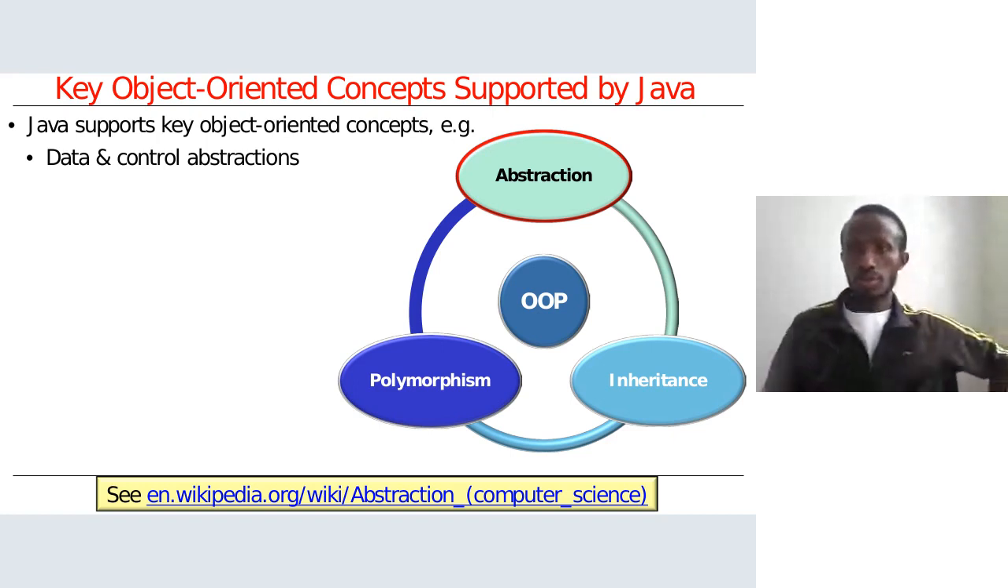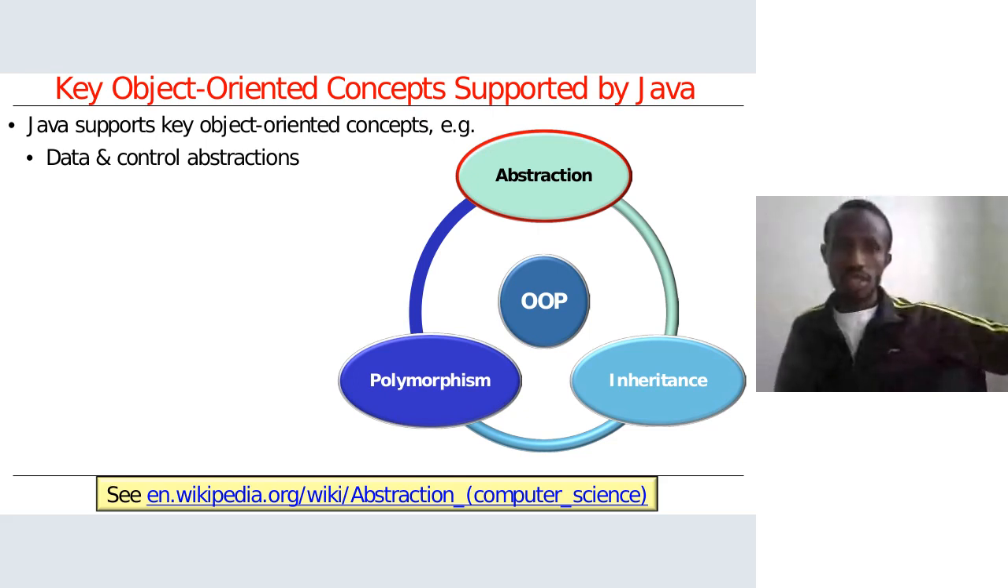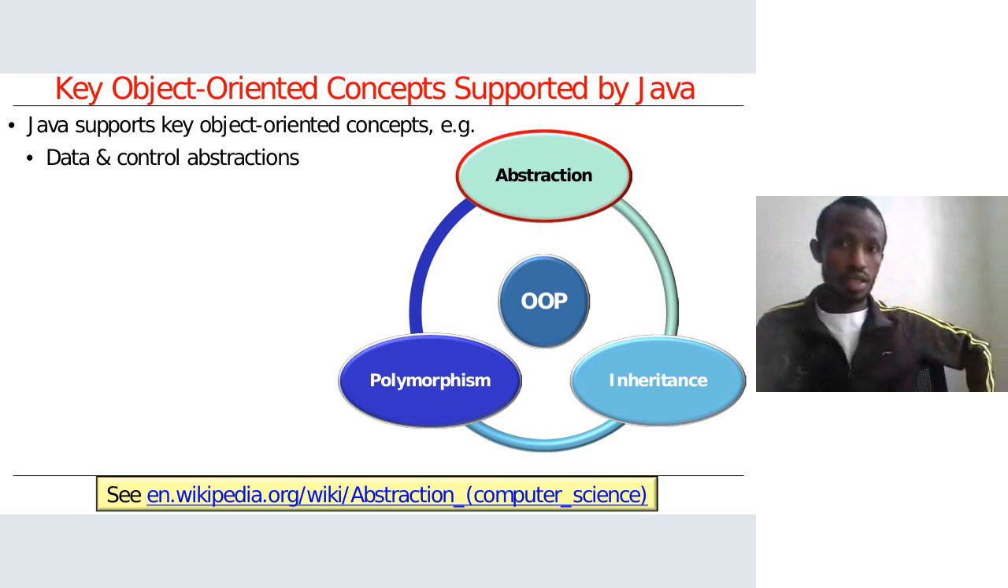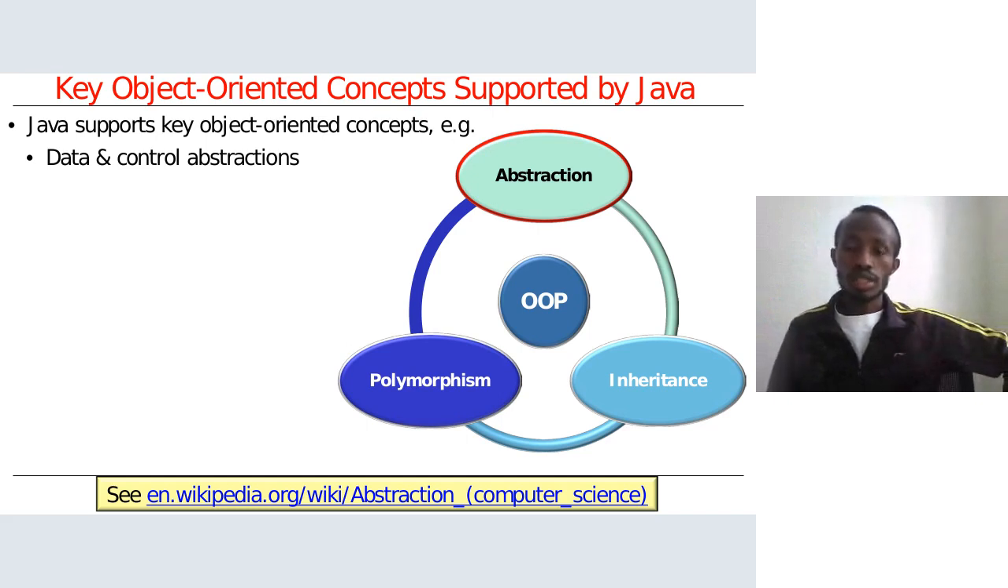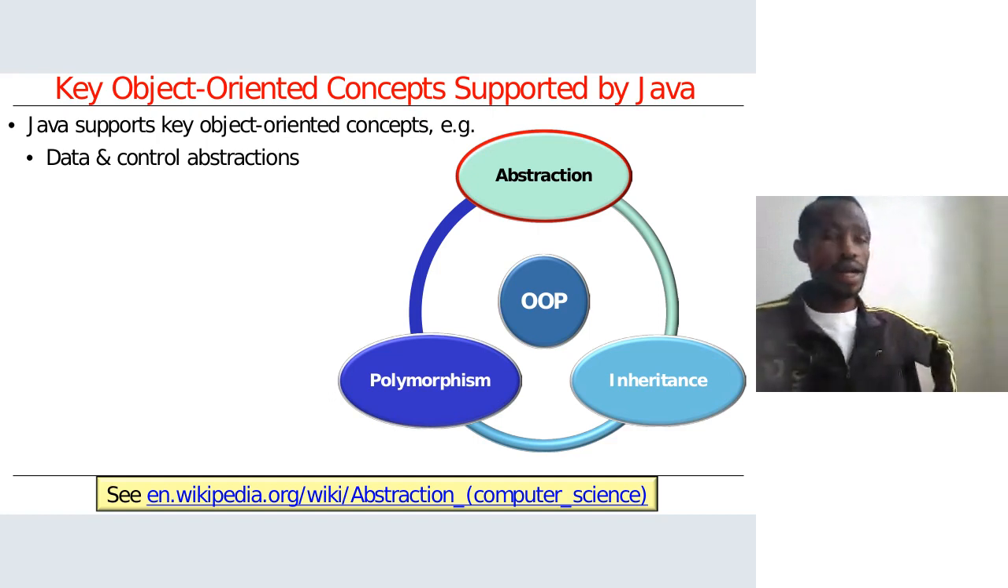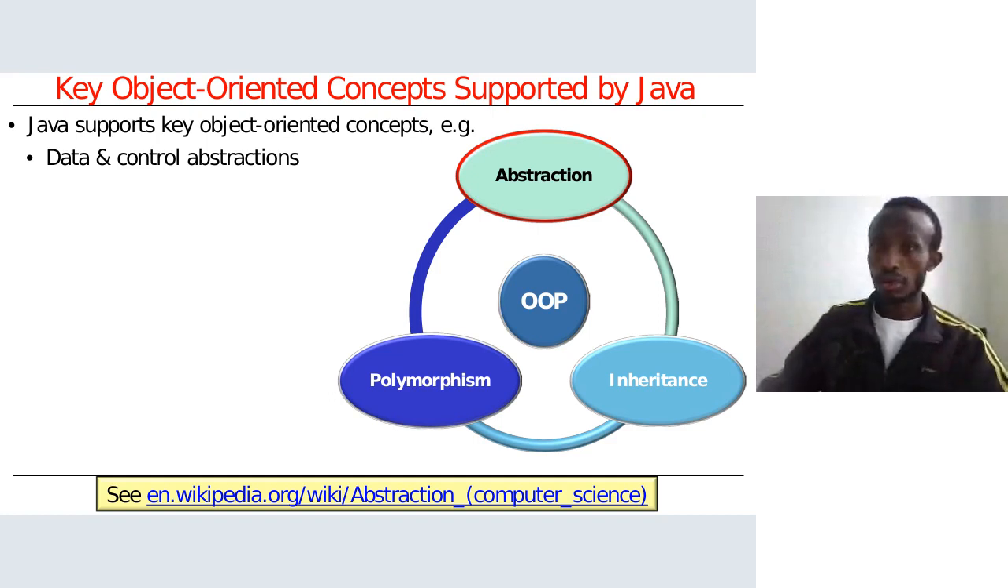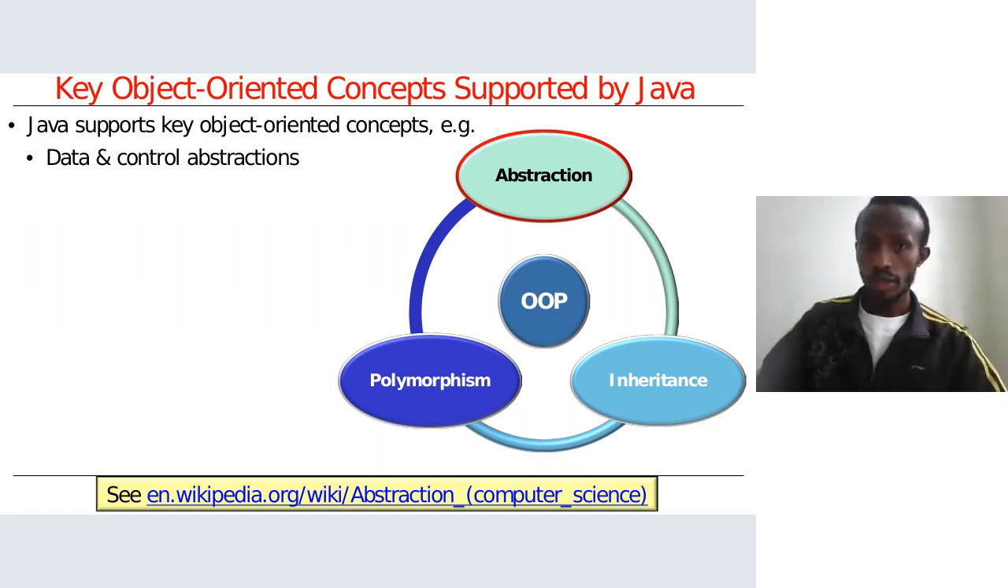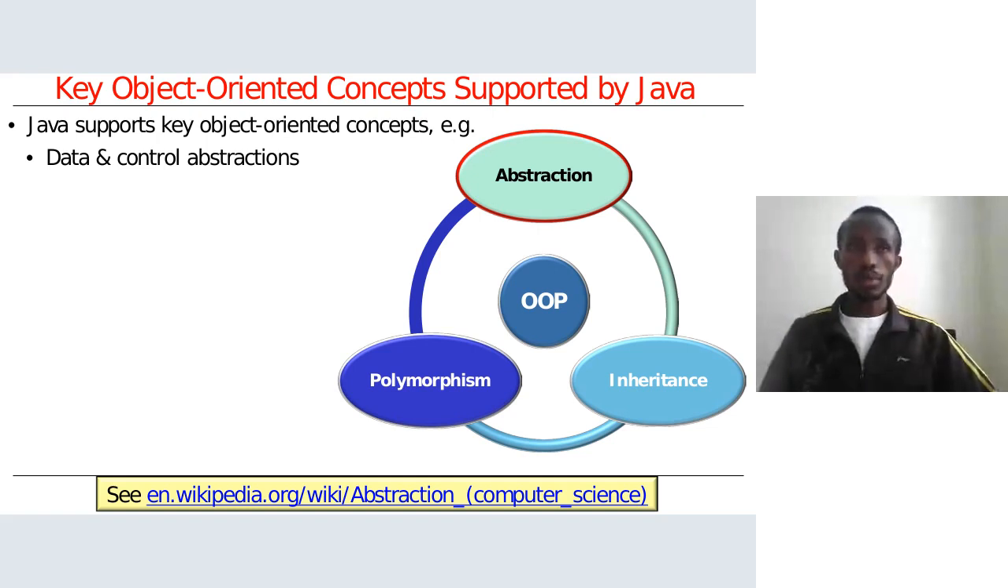Before we look at polymorphism, we can look at inheritance. Inheritance is another object-oriented concept, and what inheritance does is it allows us to reuse some code. For example, let's think of something general, maybe a bicycle. A bicycle is a class in this case.